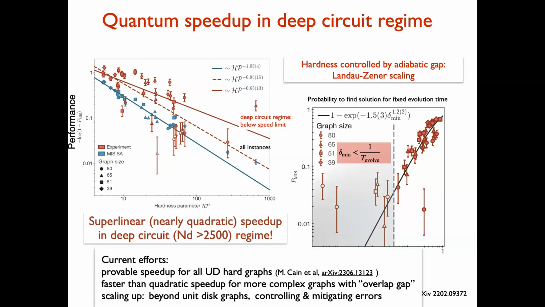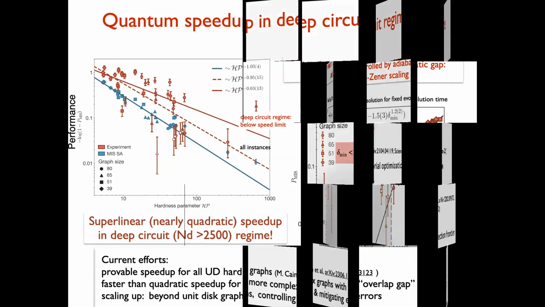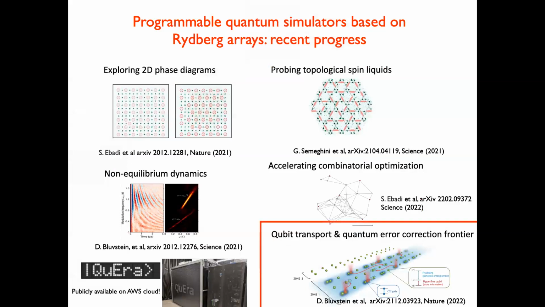And in particular, we are now exploring scaling up. So we're thinking about going beyond unit disk graphs. Maybe Hans will talk about that a little bit, but also about ideas of controlling and mitigating errors. And actually, this is something that I want to now focus on.